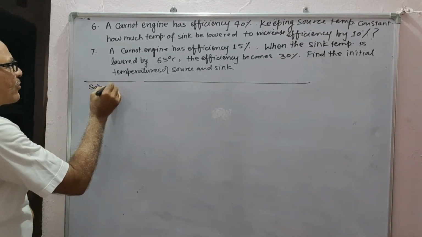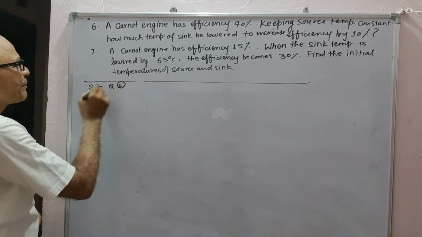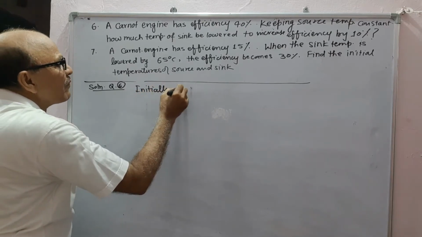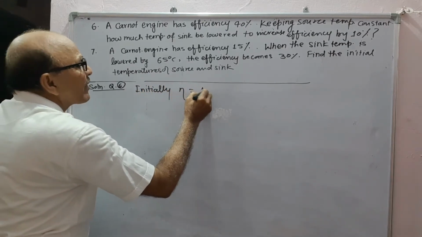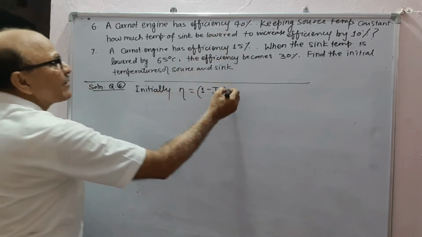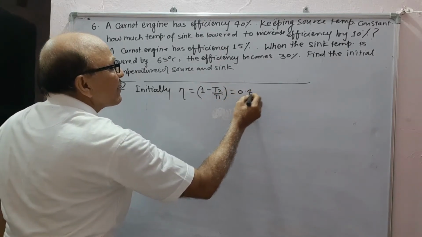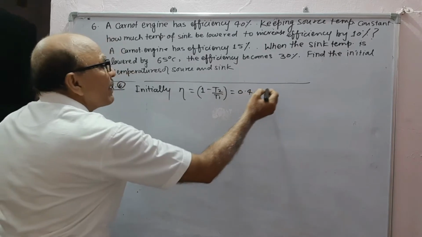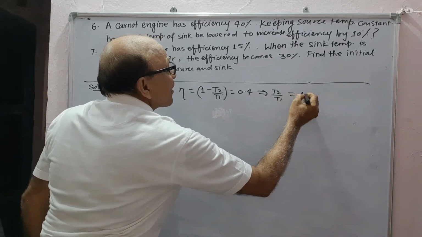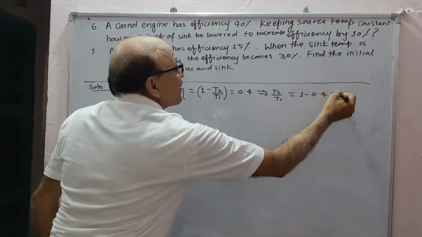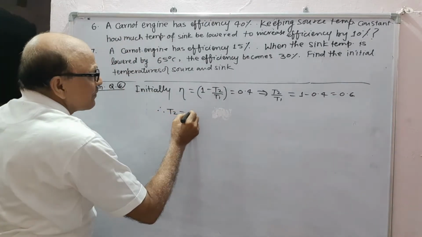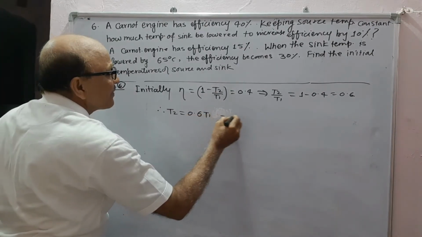Solution of question 6. Initially eta is equal to 1 minus T2 upon T1, and eta is 40%, which means 0.4, which gives T2 upon T1 equal to 1 minus 0.4, which means 0.6. Therefore, T2 will be equal to 0.6 T1. This is equation 1.